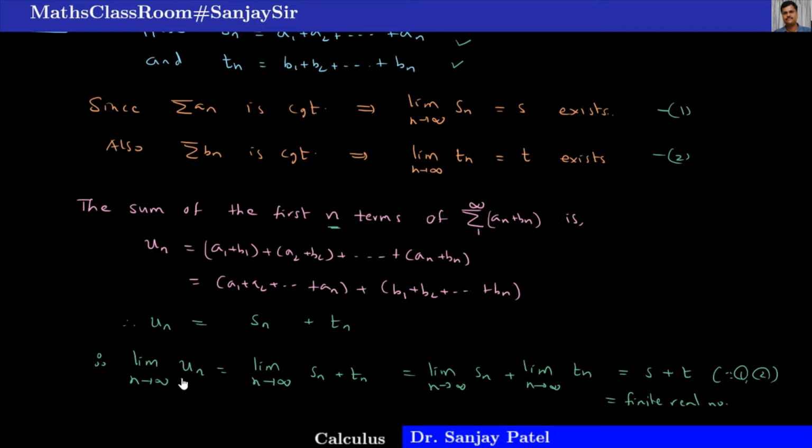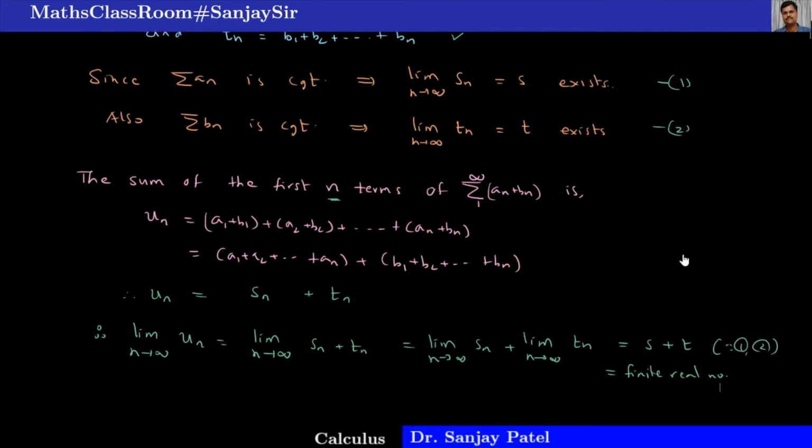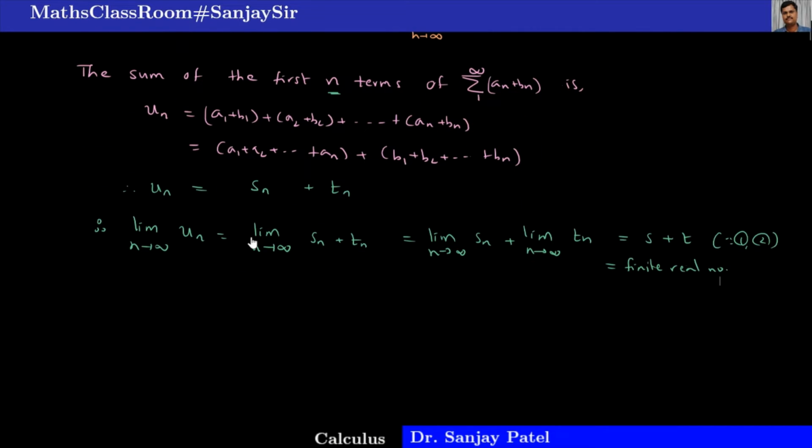So the limit of un exists, meaning the limit of the partial sum sequence of sigma an plus bn exists, and therefore by definition sigma an plus bn is convergent. So the conclusion is that sigma an plus bn is convergent. Similarly, we can prove that sigma an minus bn is convergent just by keeping the minus sign. Let us go to the next result. It is also very simple.